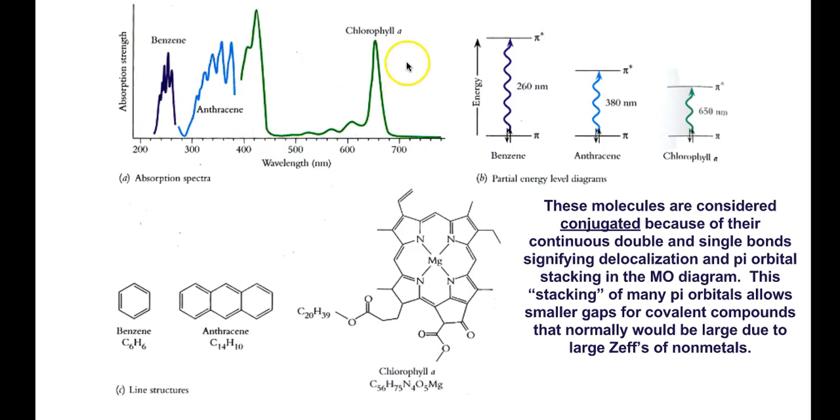Look at chlorophyll A, talked about this in AP Bio. This has a lot more conjugation than anthracene. Now, not all over, but look at from here to here to here to here to here. Okay, 1, 2, 3, 4, 5, 6, 7, 8, 9, 10. I can keep going. Look how many places the pi bonds can interconnect. So there's a lot more pi stacking here.